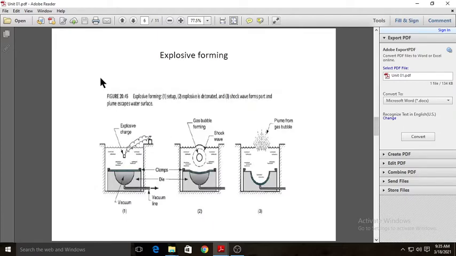Here you can see this is the explosive forming process. In explosive forming we are going to use the shock waves which are produced by the explosion, and by using this explosion we get the desired metal form. So here you can see this is the workpiece.